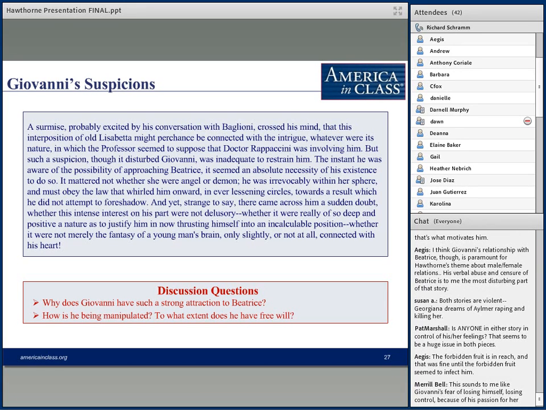Well, that brings us to one of the questions in the chat here. Pat Marshall has asked, is anyone in either story in control of his or her feelings? That seems to be a huge issue in both pieces. And then a response to why Giovanni has such a strong attraction to Beatrice: the forbidden fruit is in reach, and that was fine until the forbidden fruit seemed to infect him. And then another comment: this sounds to me like Giovanni's fear of losing himself, losing control, because of his passion for her. All related.